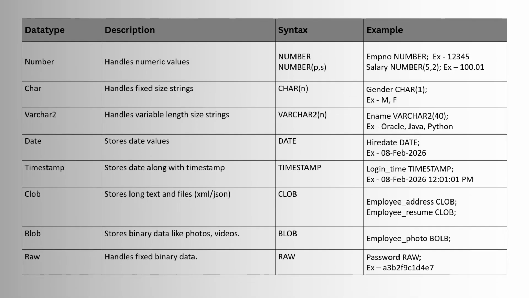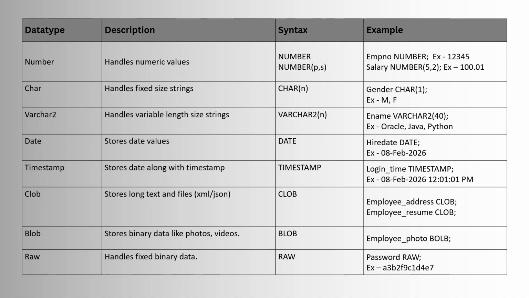So let's talk about some of the data types we use every time when we create a table. The first one is number, which helps to store number values. Using number, we can store a whole number or a decimal number. If you want to store a whole number, you use a syntax like number. Or if you want to store a decimal number in a column, you use the syntax number of p comma s. P stands for precision, s stands for scale.